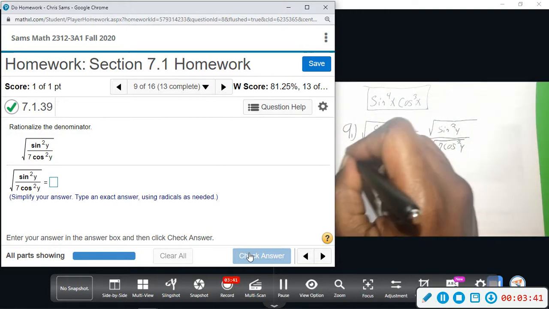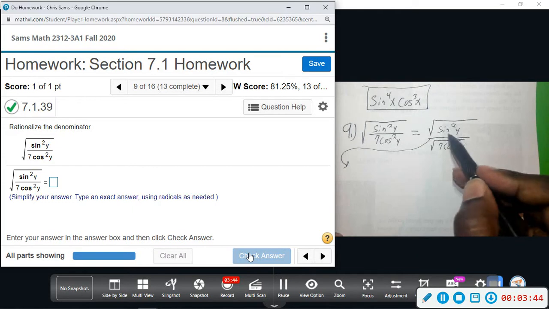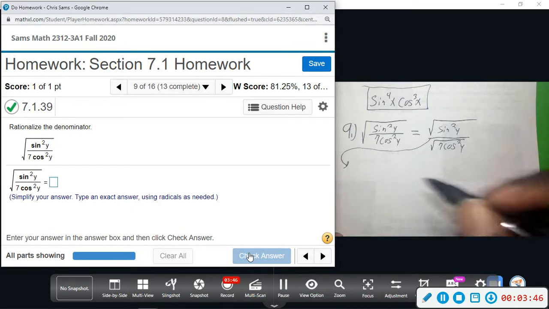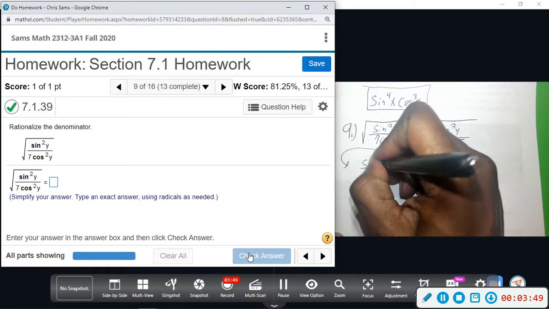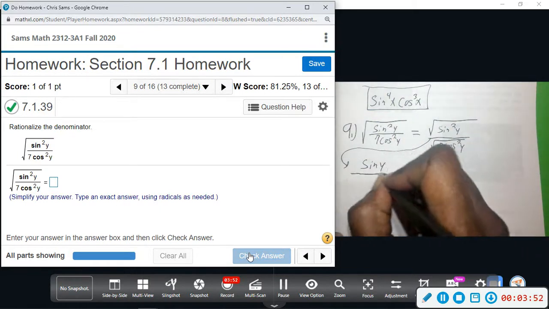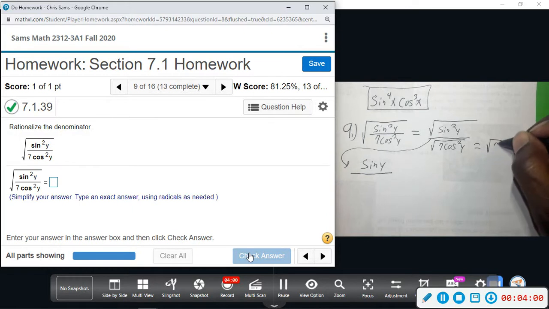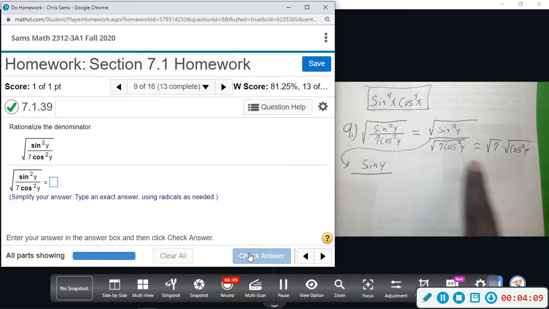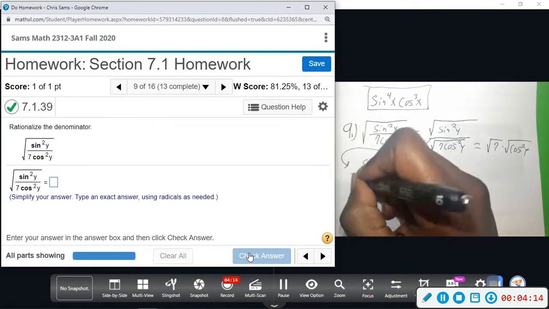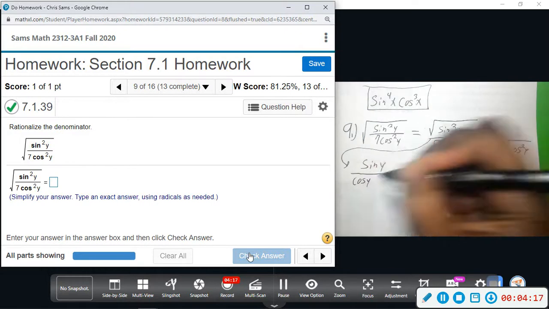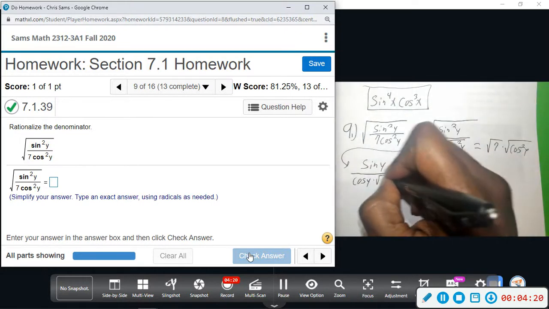Now from here I will reduce. The square root of sine squared will just give us sine, so on the top we will have sine of y. On the bottom, another way to see this is the square root of 7 times the square root of cosine squared y. The cosine squared is also a perfect square, so I will write cosine of y times the square root of 7.